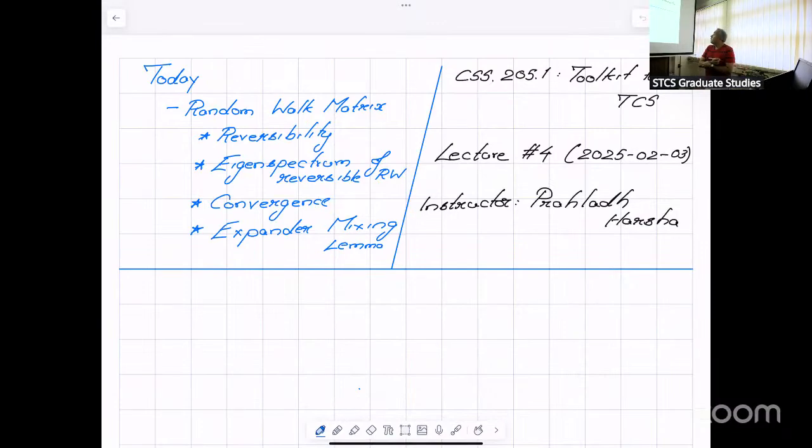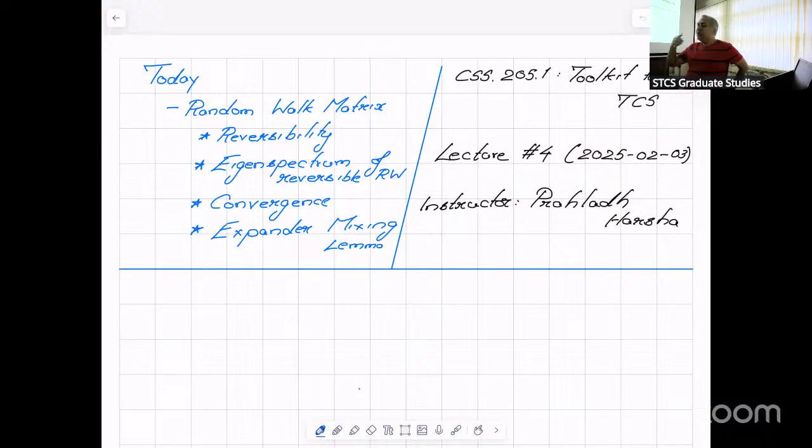Okay. Welcome to lecture 4 of the Toolkit series in the spectral method section. So today we'll continue our discussion on the random walk matrix. We will try to understand when a random walk matrix has an eigenspectrum. And this will lead us to the important notion of reversibility of random walks.